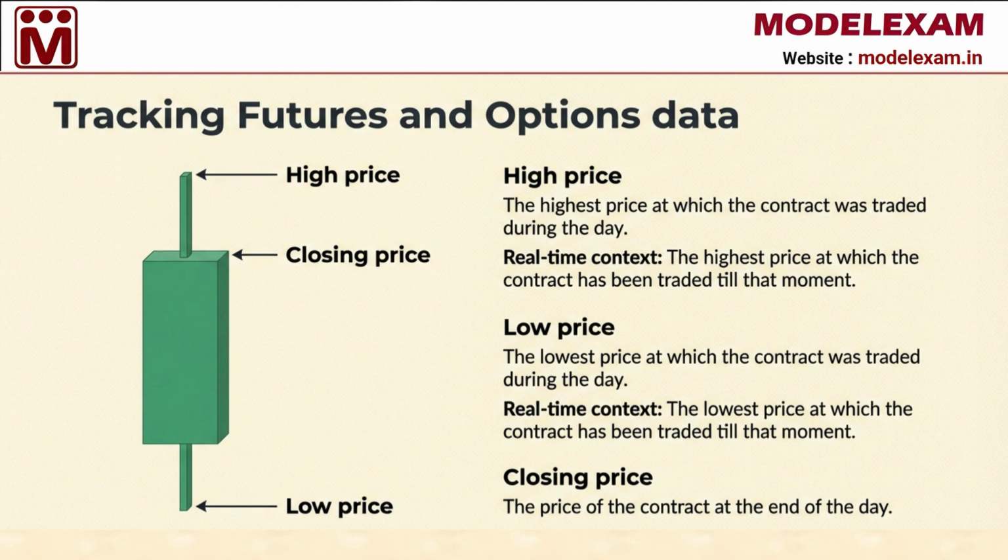To understand how prices move during the day, we look at the high, low and closing prices. The high price represents the highest point the contract reached during the day, while the low price shows the lowest point it touched. If you are looking at real-time data, these reflect the highest and lowest prices recorded up until that very moment. The closing price is the final price of the contract when the trading day ends.